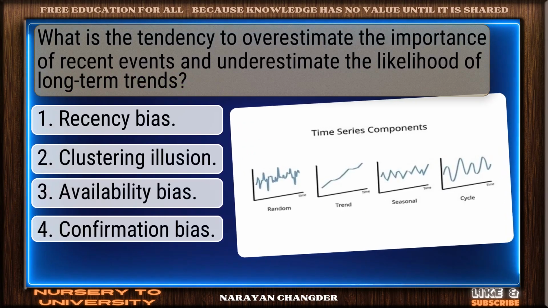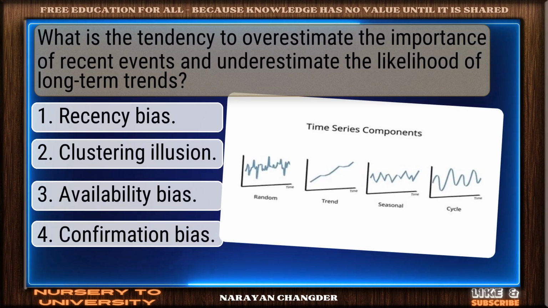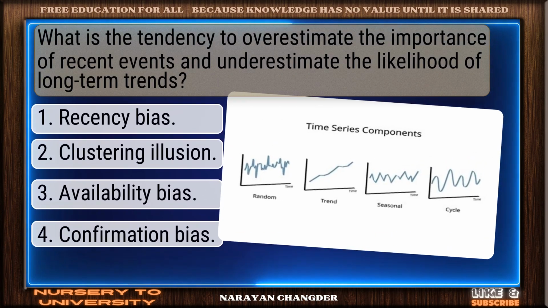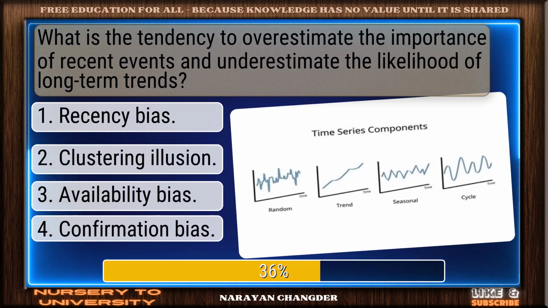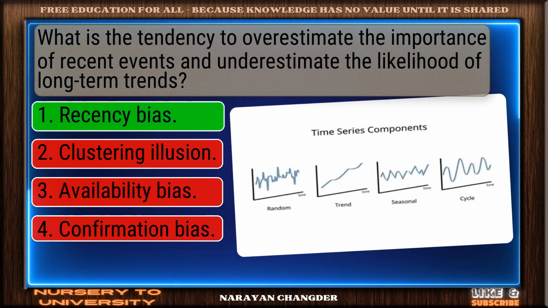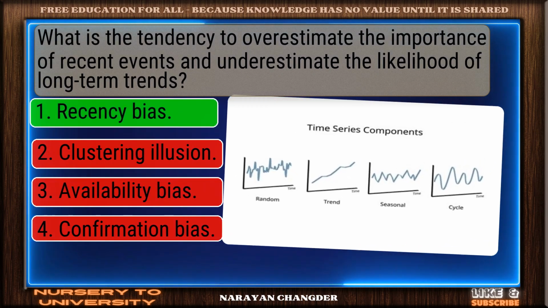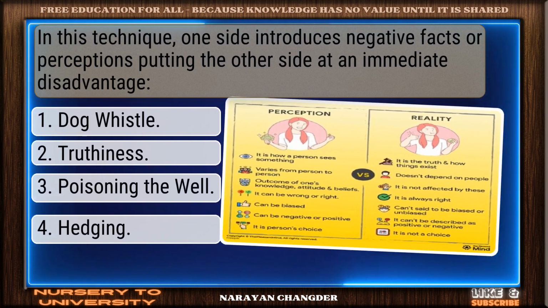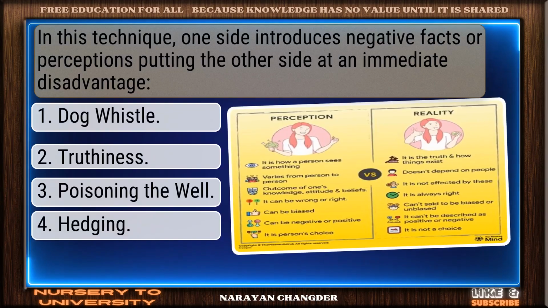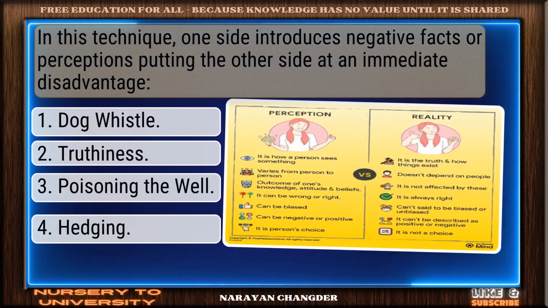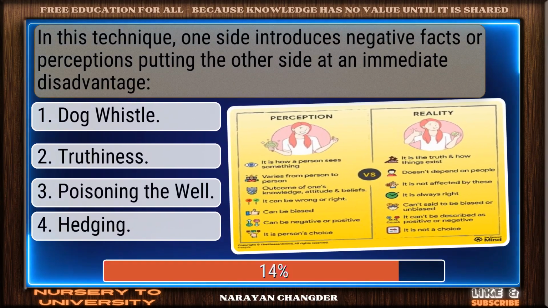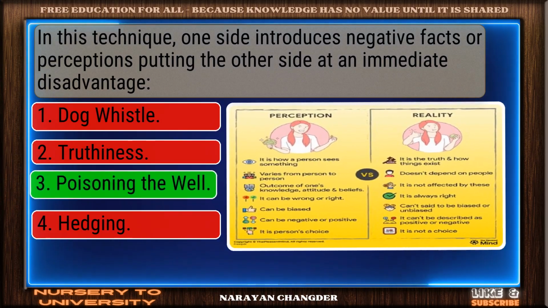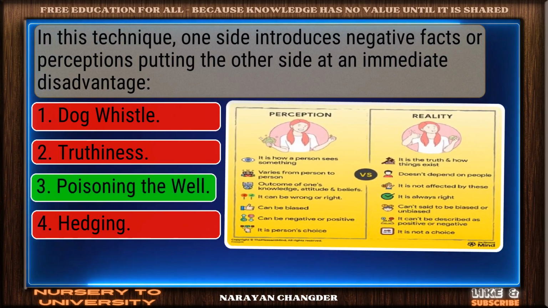What is the tendency to overestimate the importance of recent events and underestimate the likelihood of long-term trends? Excellent. Recency bias is a brilliant choice. In this technique, one side introduces negative facts or perceptions, putting the other side at an immediate disadvantage. Perfect. Poisoning the well is the correct choice.